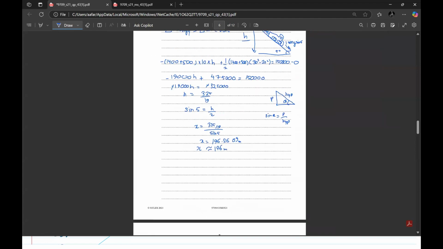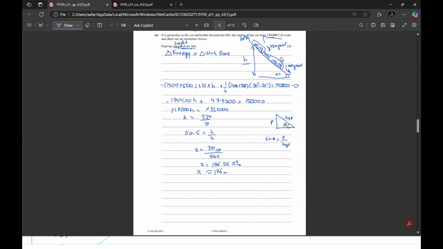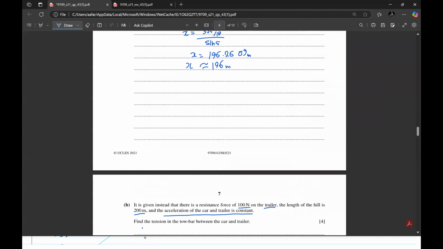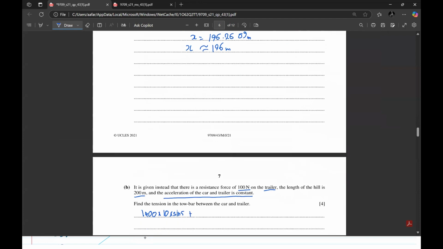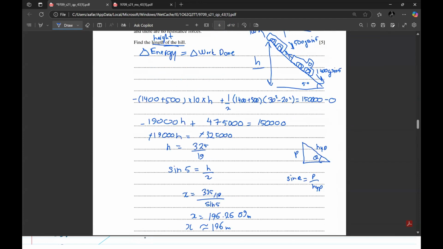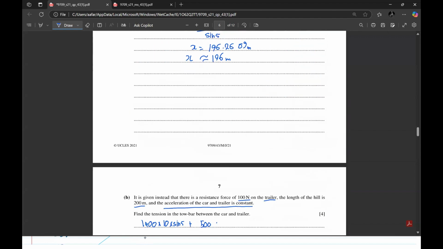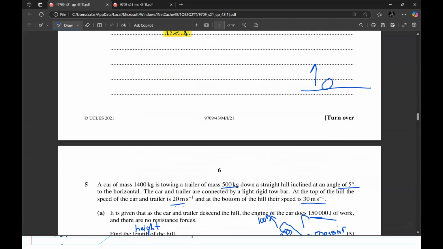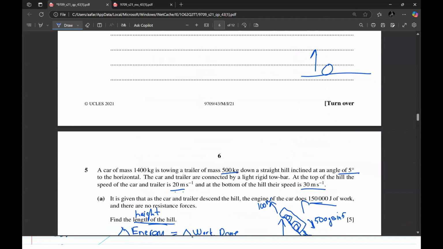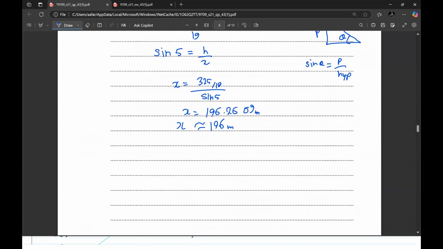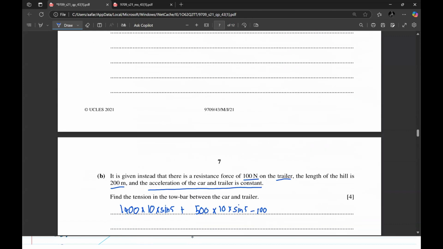So we know that, let's find the acceleration. 1400 into 10 into sine 5, plus 500, that's the mass of the trailer, into 10 sine 5, minus the resistive force on the trailer, which is 100, is equal to mass into acceleration, the mass of the whole system. Let's calculate this quickly.